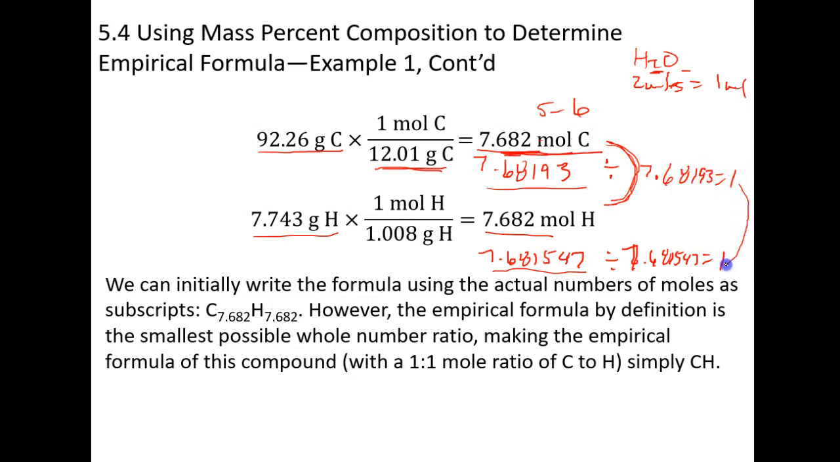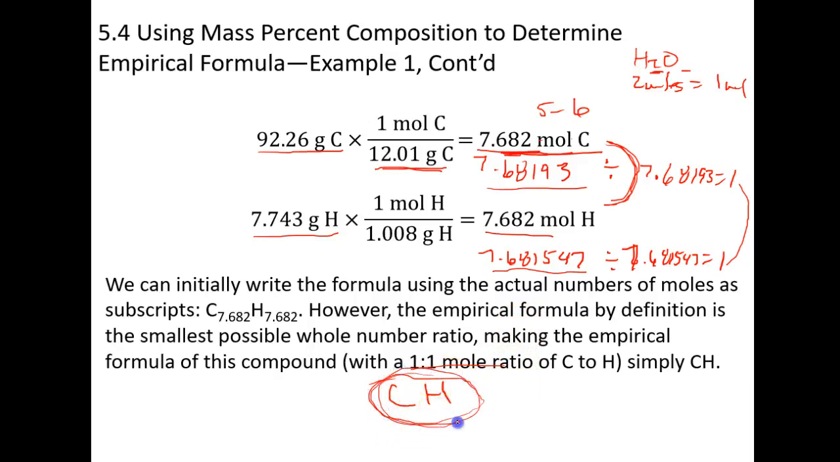So it's a 1-to-1 ratio. So your formula is CH. Okay? So it shows you it's a 1-to-1 formula. So this is your empirical formula. So do I know the actual formula? No. It could be C6H6, could be C8H8, could be C3H3, could be C10000H10000. All right, I don't know what the actual formula is, but I know it's a 1-to-1 ratio of some sort.